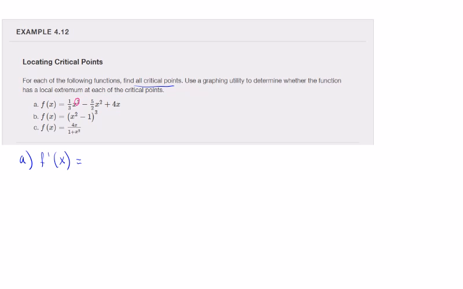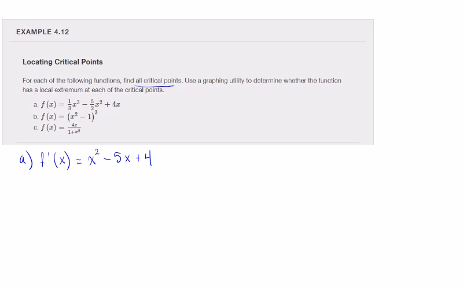So if I multiply by 3, 3 times a third is 1, and then I take away 1 from the exponent, so I get 1x squared. Here, if we multiply by 2, we get negative 5 halves times 2, which is just negative 5. And then we take away 1 from the 2, and so we get x to the first. And then the derivative of 4x is just 4.